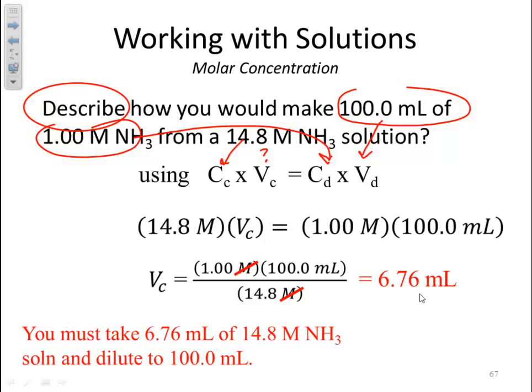Okay, so it's a case of diluting to the mark. So I will take 6.76 and add enough water to get the total solution, your solute and solvent, to 100 milliliters.